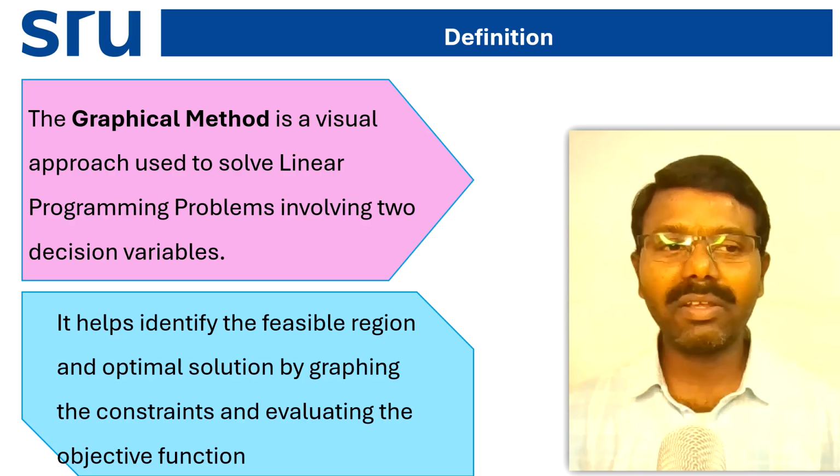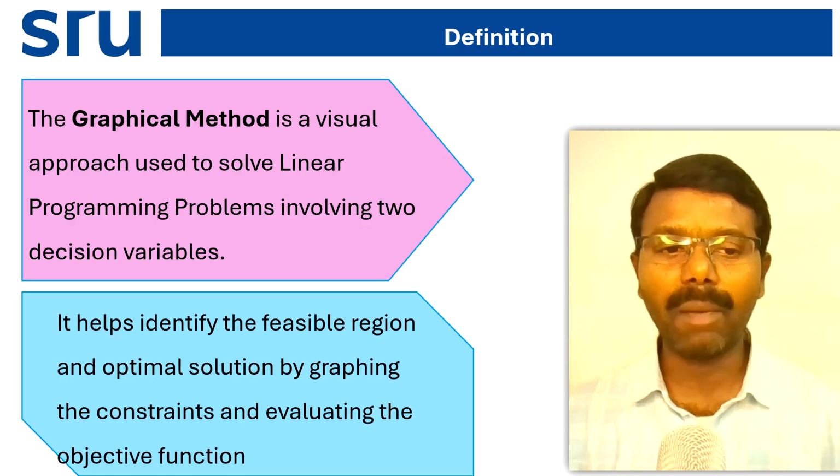The graphical method is a visual approach used to solve linear programming problems involving two decision variables. It helps identify the feasible region and optimal solution by graphing the constraints and evaluating the objective function.